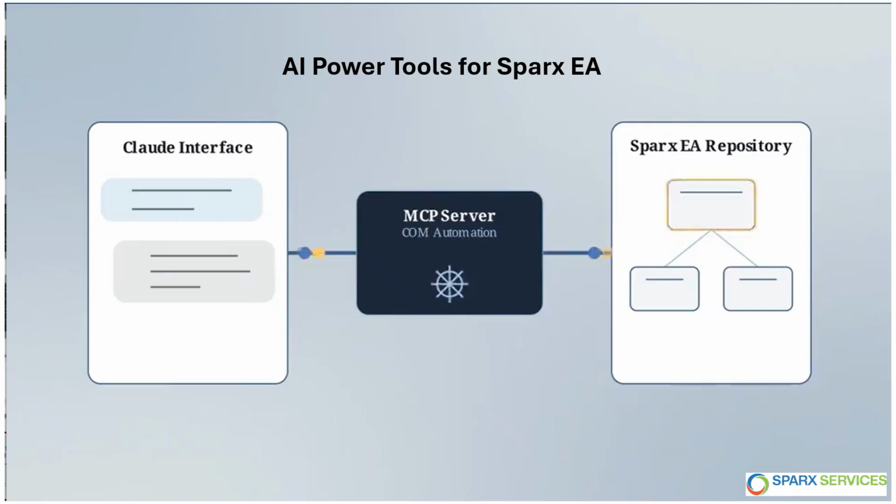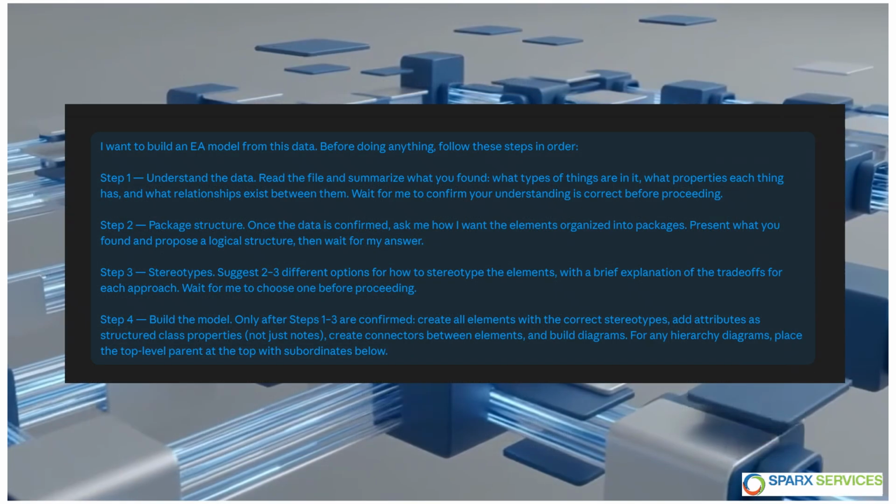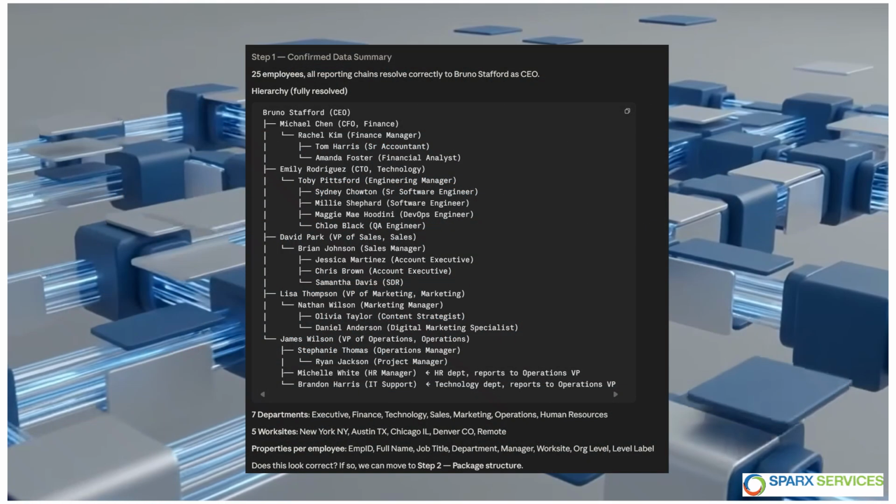Start by connecting the AI tools you already use to your Sparx EA models with AI power tools. You begin with your data. Attach it to your conversation in Claude or VS Code. Next, give instructions on what you want done and where you want to be consulted. Validate that your source data was understood correctly by AI power tools.